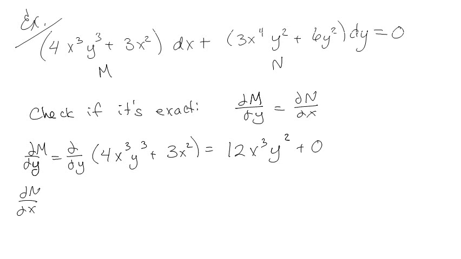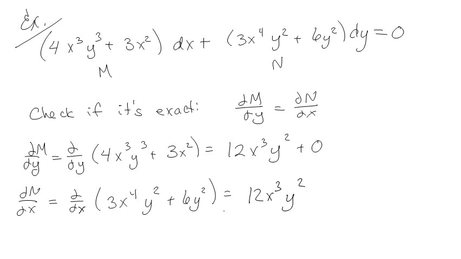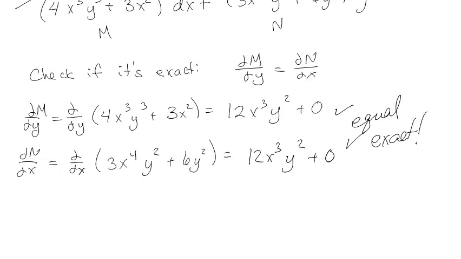Partial N partial x is partial x of N, which is 3x to the fourth y squared plus 6y squared. So if I act like everything is constant but the x's, then that's going to be 12x cubed y squared, and there's no x in the second term, so that's going to 0. Now these two are equal, so that means it's exact. Yay! So that means I can actually solve this problem.